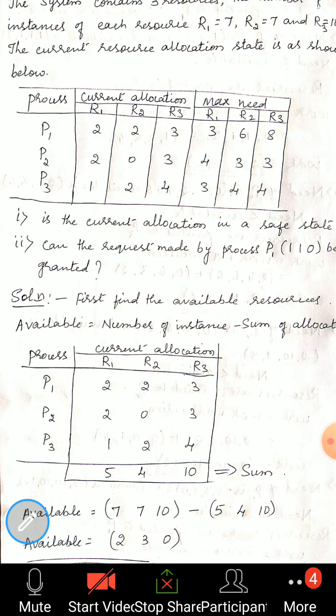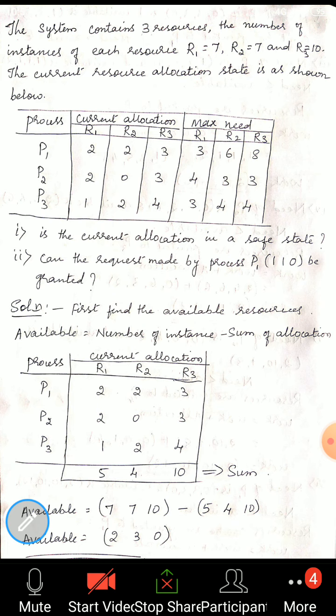So when compared to the previous problem, in the previous problem, available resources are given. But here, in this snapshot, the current allocation and maximum need are given. From the current allocation we have to calculate the available resources. So we'll start with the problem statement.